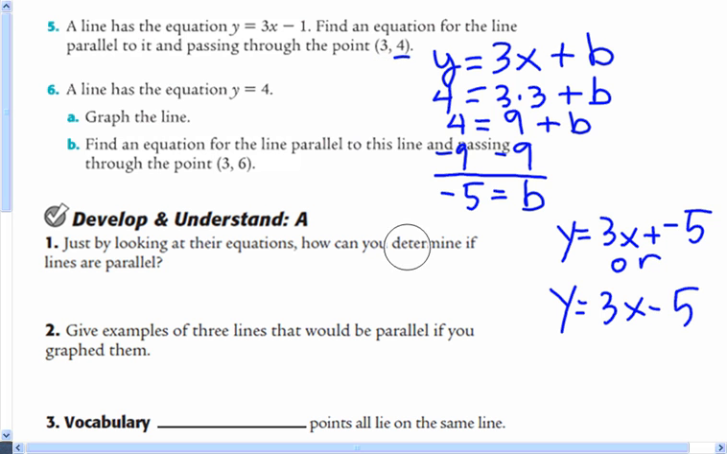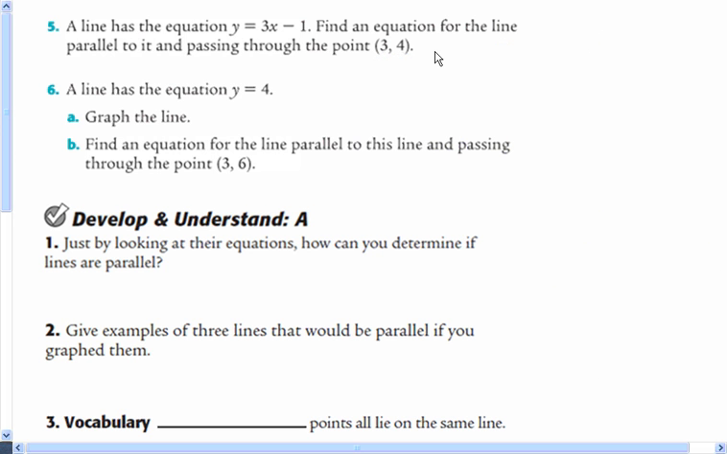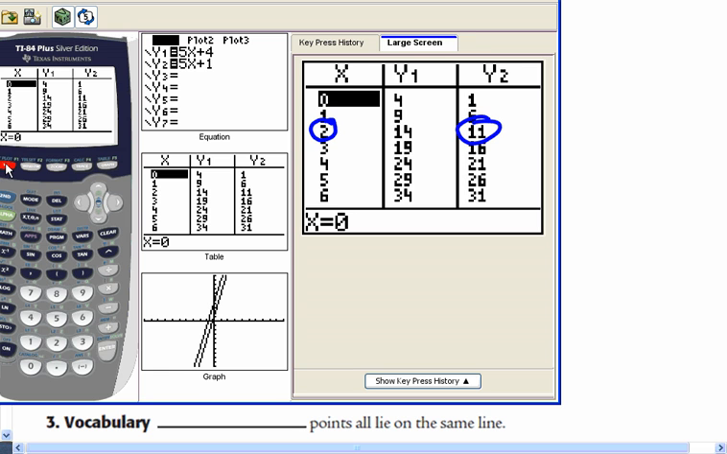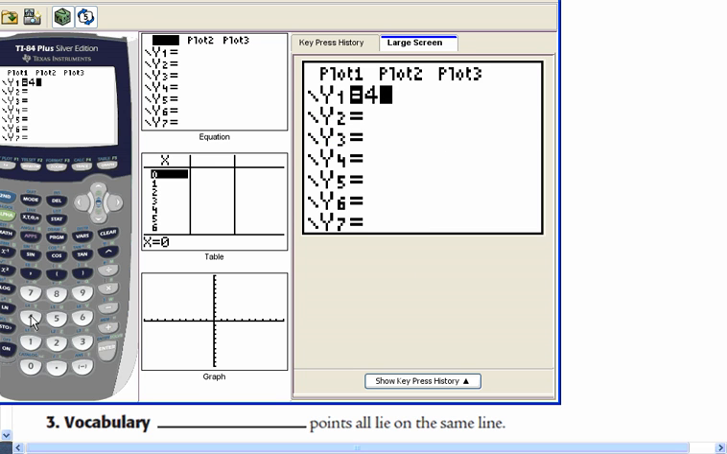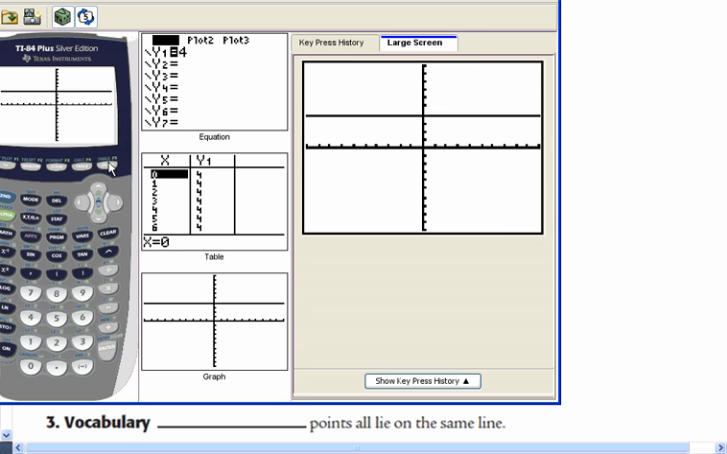All right, and the last problem, number 6. A line has the equation y equals 4. It says graph the line. So let's go ahead and do that. Graph that line, y equals 4. Clear that. So y equals 4. Now, if y is 4 and there is no x next to it, that means the slope value must be such that it makes that x disappear, which means the slope is 0. So just think about what a slope of 0 is as I graph this. So there's y equals 4.